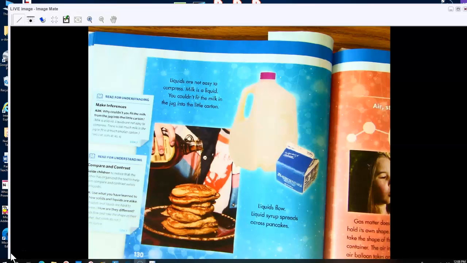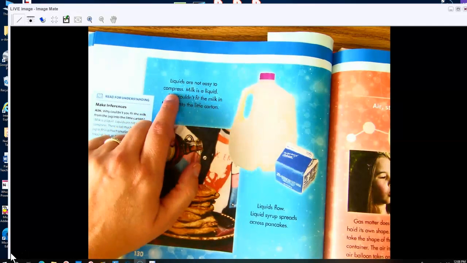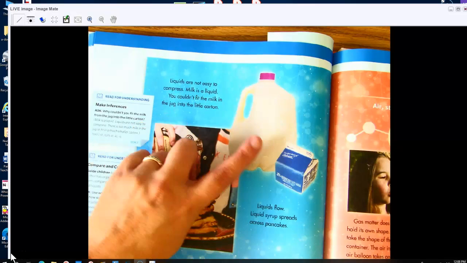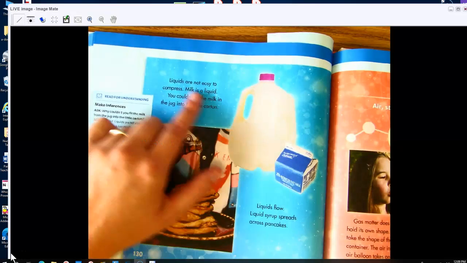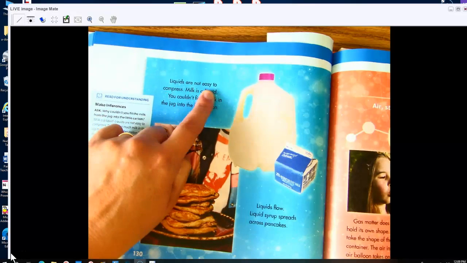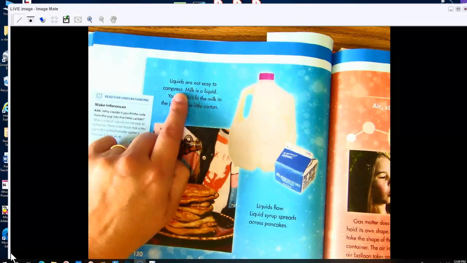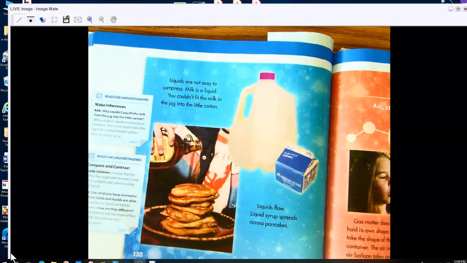So what's something that all liquids do? Right. Liquids are not easy to compress. Solids aren't either, so they're the same that way. They both are not easy to compress. If you try to compress this jug of milk, it'd make a big mess, wouldn't it? Yes. So underline that. Liquids are not easy to compress. It would explode.